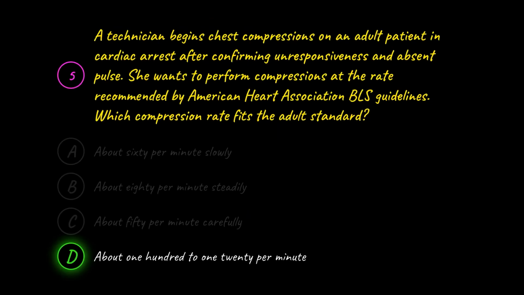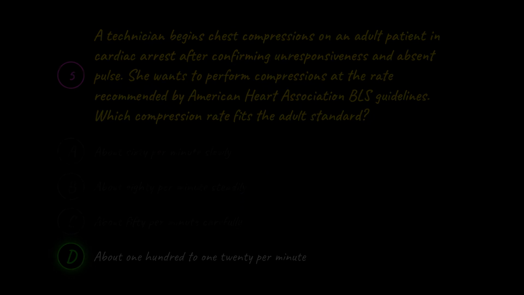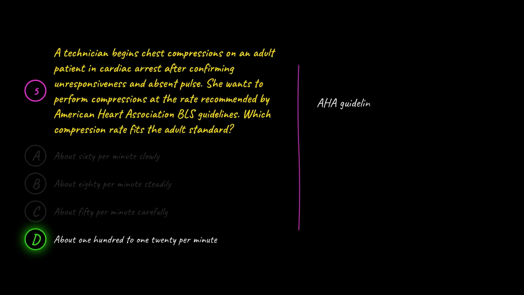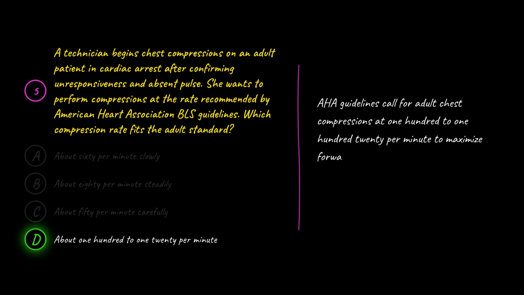The correct answer is D. About 100 to 120 per minute. D is correct because AHA guidelines call for adult chest compressions at 100 to 120 per minute to maximize forward blood flow during resuscitation. Slower or faster rates reduce the effectiveness of cardiac output during the arrest.